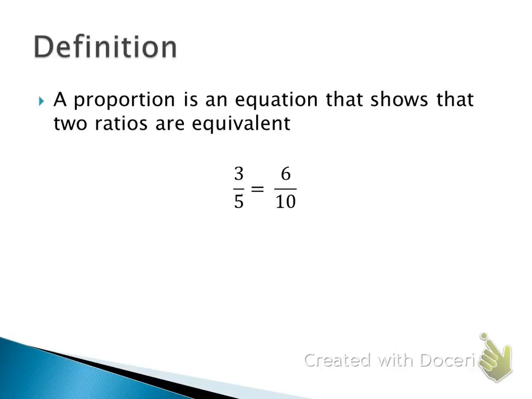So 6/10 in simplest form is what? 3/5 equals 3/5. So in simplest form, they do equal. Okay, 3/5 equals 3/5. All right? Okay, so it shows that both sides are equal. All right, go ahead and finish copying that down.